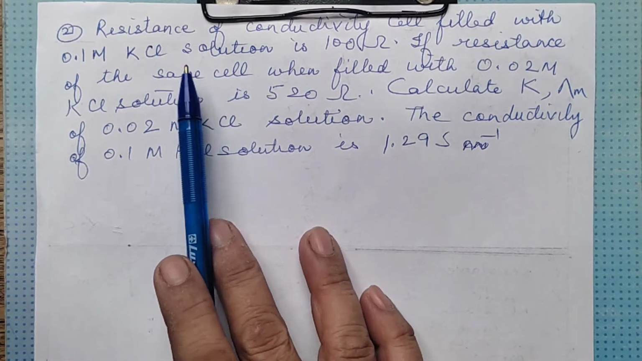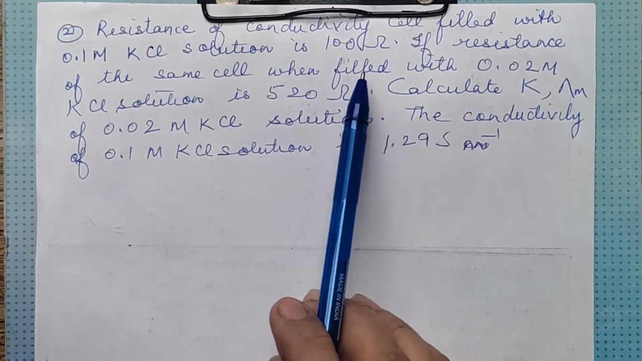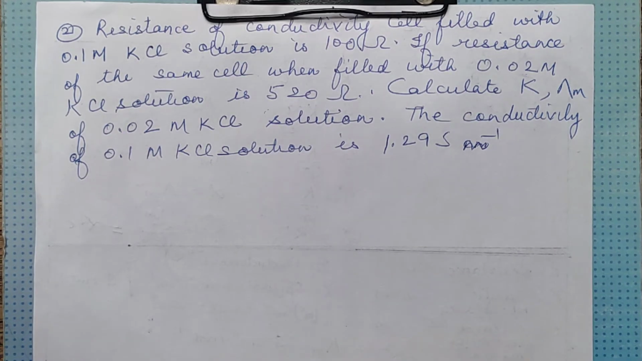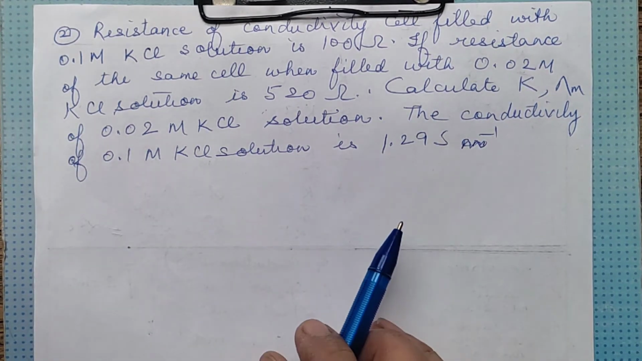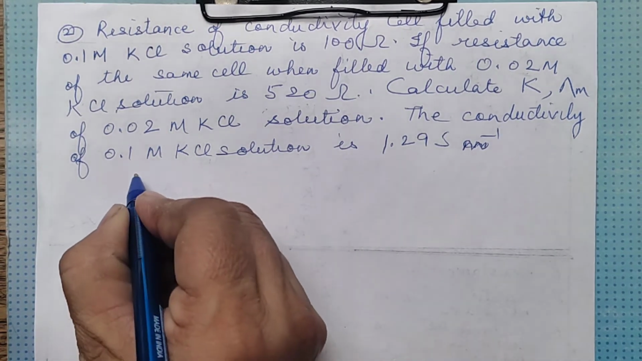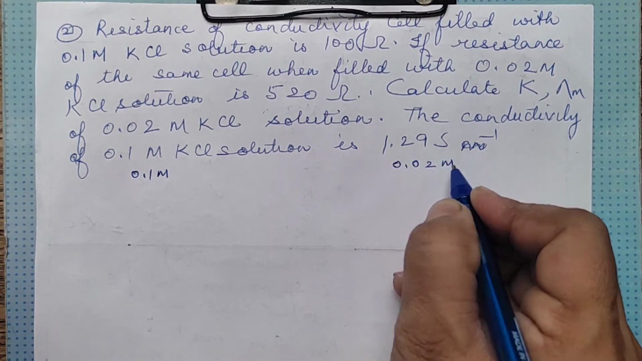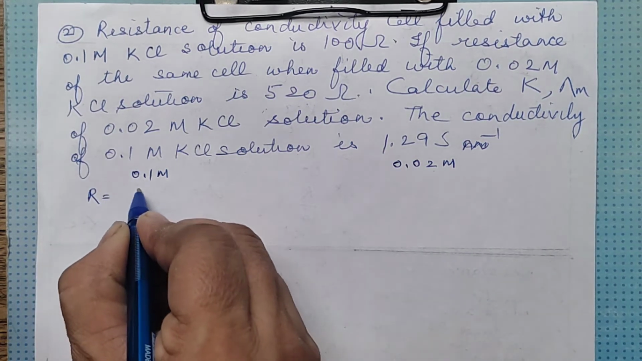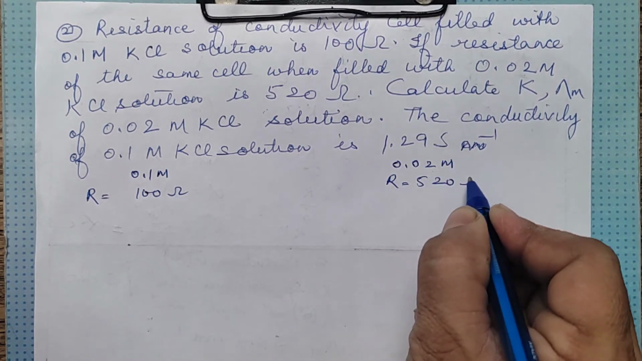It says the resistance of a conductivity cell is given when the cell is filled with one solution, and when it is filled with 0.02 molar solution, the resistance is some other value. Calculate kappa and lambda m of the second solution. Let's write the data first. The first is 0.1 molar KCl, the second one is 0.02 molar. For the first one, the resistance is given as 100 ohms. For the second one, the resistance is 520 ohms.